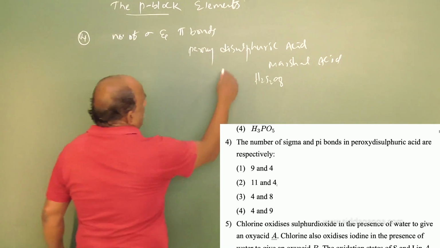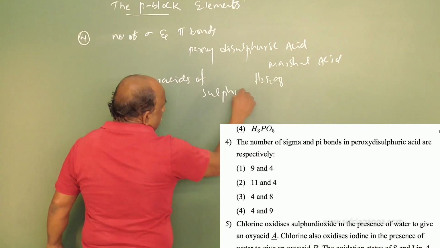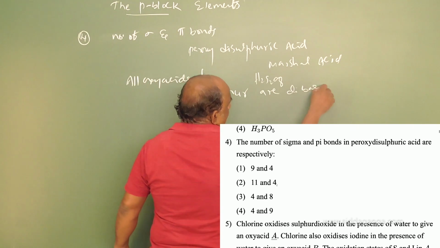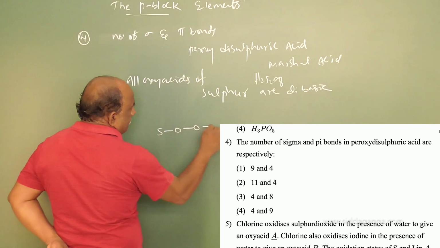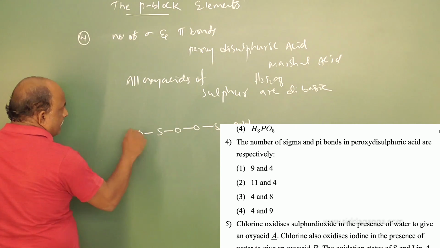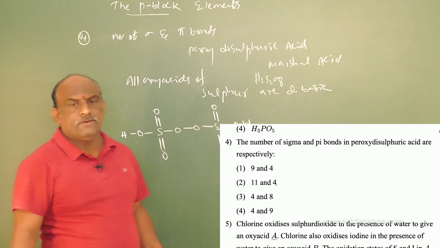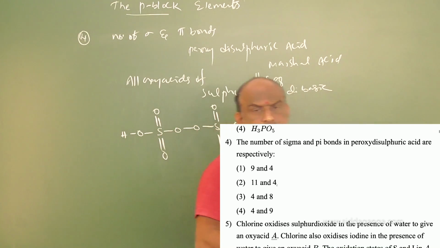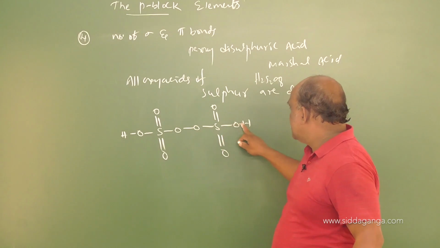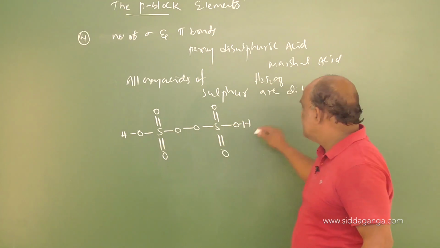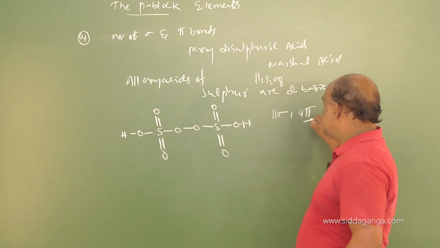Peroxydisulfuric acid. All oxy acids of sulfur are dibasic. Dibasic means two OH groups will be present. So what will be the structure? This is the structure. Each sulfur contains one OH group, and the remaining sulfur valences are satisfied with double bonded oxygen. Then we have to calculate the number of sigma and pi bonds. Count the sigma bonds: 1, 2, 3, 4, 5, 6, 7, 8, 9, 10, 11. So total 11 sigma bonds. Pi bonds: 1, 2, 3, 4. 4 pi bonds. 11 sigma bonds and 4 pi bonds in this example.